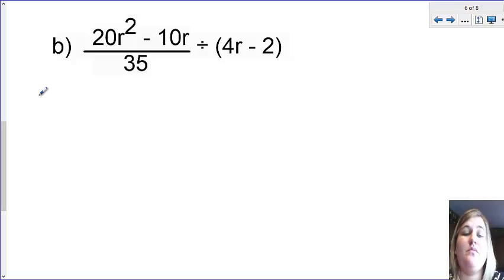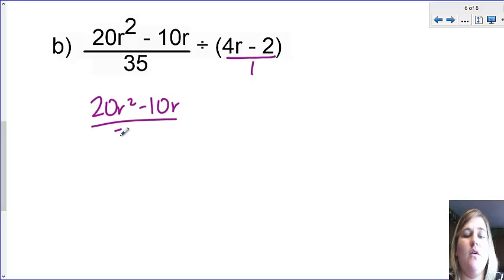Okay. On a problem like B, they're trying to trick you a little bit here, because this is not a fraction right now, right? But I can make it a fraction by putting it all over 1. Don't forget that, okay? I can always make something a fraction by putting it over 1. So I'm going to rewrite my problem as 20r squared minus 10r over 35. Division changes to multiplication. Take the reciprocal, so I have 1 over 4r minus 2.